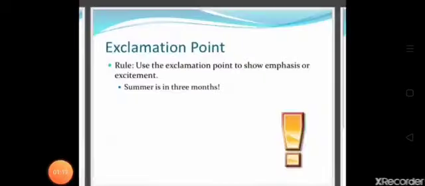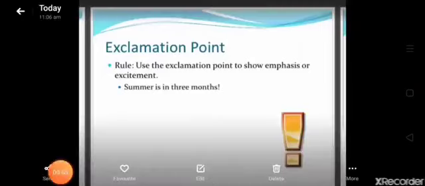Now our next punctuation mark is the exclamation mark. The exclamation mark is used at the end of an exclamatory sentence. We also add an exclamation mark after an interjection.